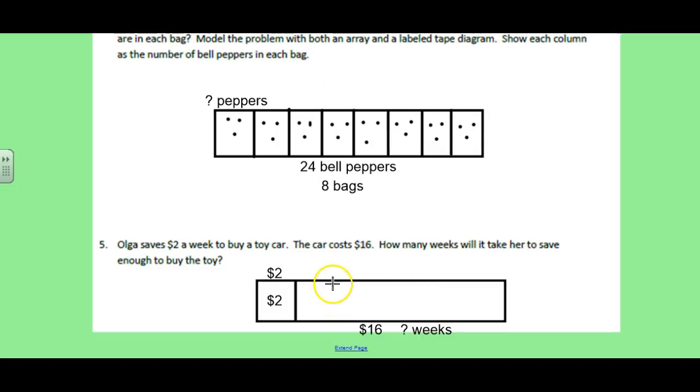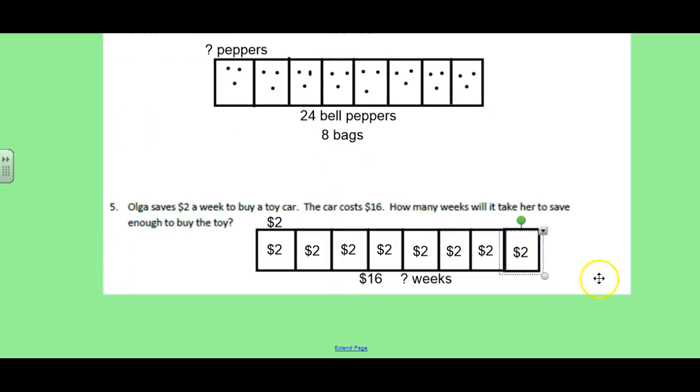So on your tape diagram, I want you to add another section, and I want you to put $2 in that section again. Now we have a total of $4, and then we're going to add another section. We're going to add $2 more to that. If you're skip counting by twos in your head, now you have $6. So I want you to keep adding sections on your tape diagram until all of your twos add up to 16, and then we will know how many weeks it took her to save enough to buy the toy. So push pause while you're doing that and push play when you're ready to check it.